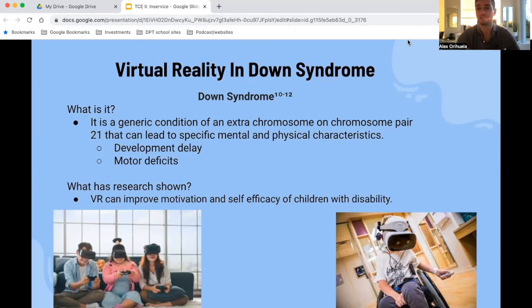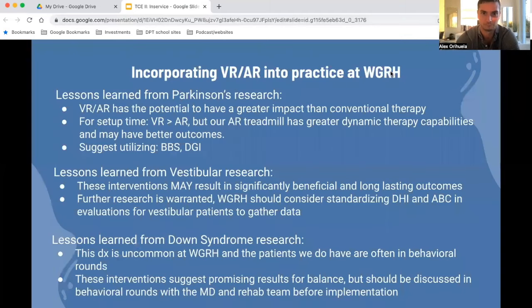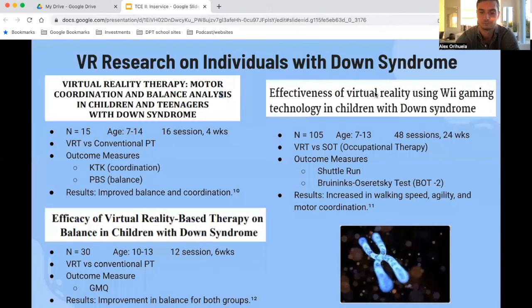And outside of virtual reality improving these developmental delays and motor deficits, it is also shown to improve motivation and self-efficacy with children with disability and improve their quality of life. And it's also a fun way for them to laugh and enjoy themselves. So these are the important research that I found on virtual reality and the effects on Down syndrome.